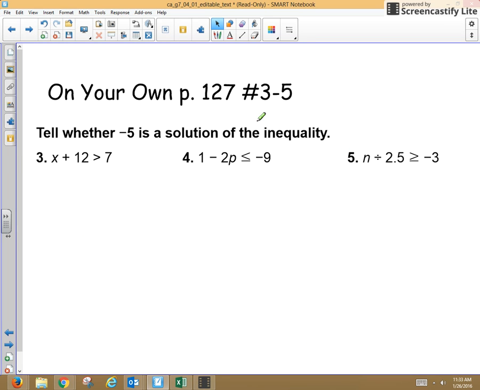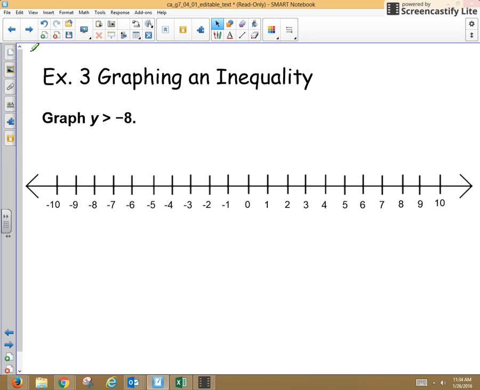Now try on your own numbers 3 through 5. Pause the video and test whether negative 5 is a solution in these three expressions. Now example 3 is about graphing inequalities. We have y is greater than negative 8.